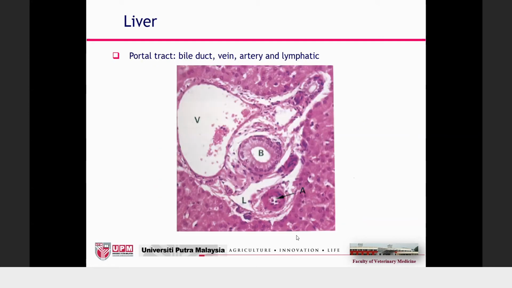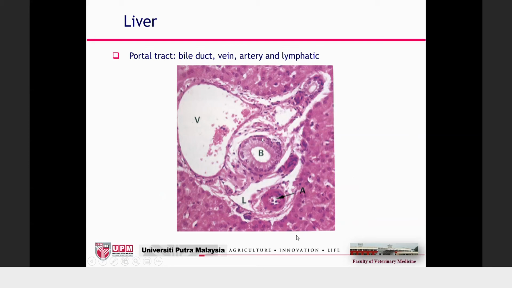This is what we discussed earlier in regard of the hepatic lobule or zone, yeah? And we had the portal tract. How do you know the portal tract? Because they have 4 important structures there.